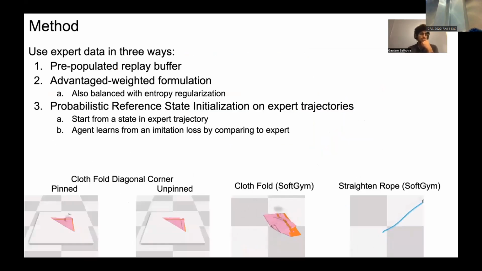Specifically, our method uses expert demonstrations in 3 ways. 1, we pre-populate the replay buffer with expert trajectories before training. We leverage an advantage-weighted formulation for the loss function, encouraging the agent to match the expert actions in the replay buffer. But note that we add an exploration term that we balance with this loss. And finally, we employ a reference state initialization probabilistically, where we reset the agent to a state along an expert trajectory. Then we compare the state trajectories of the expert and of the agent to create some sort of imitation reward.